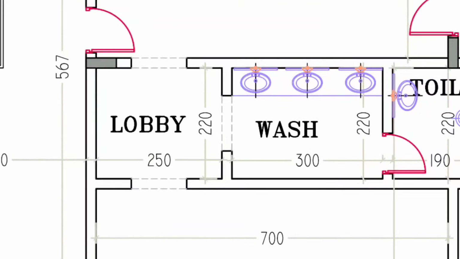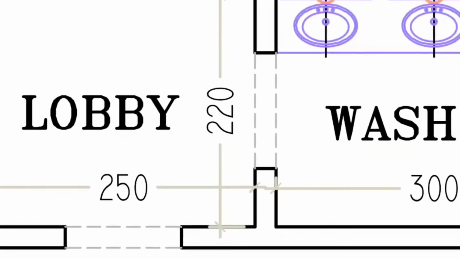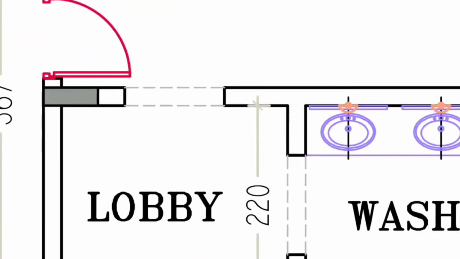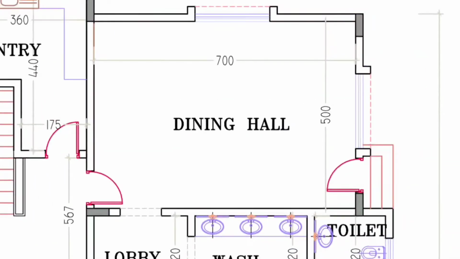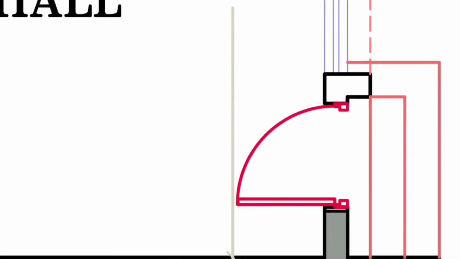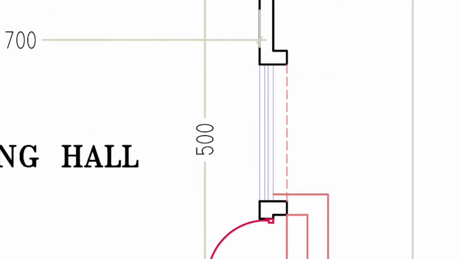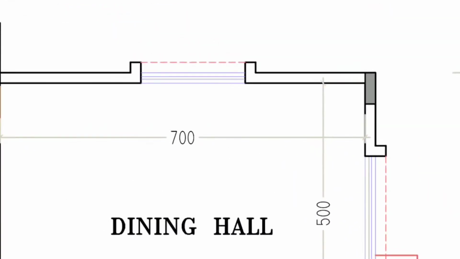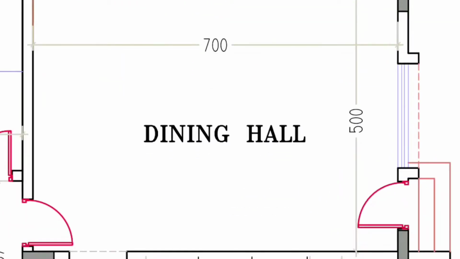Then we are coming here, this is lobby and washroom and toilet. Toilet size 220 by 190 centimeter, washroom size 300 by 220, and lobby 250 by 220. This is our arch for entrance, like without door. And this is dining hall, 700 by 500. Back side also provided entrance, and this side window you can see, and this side window. So very wide dining hall.